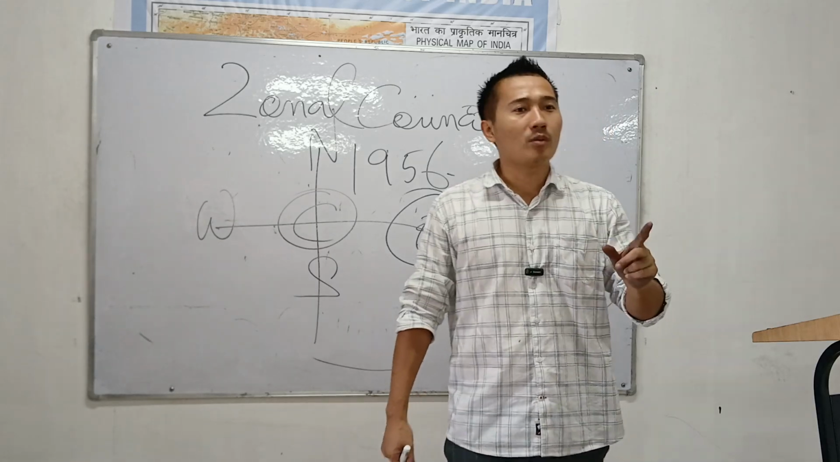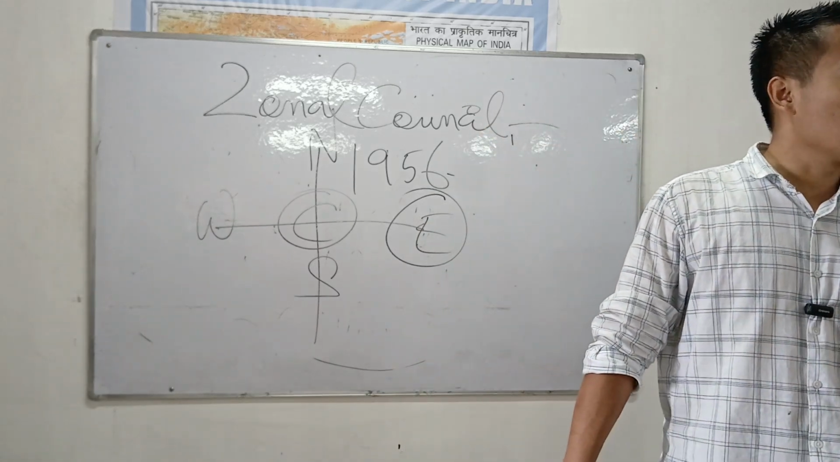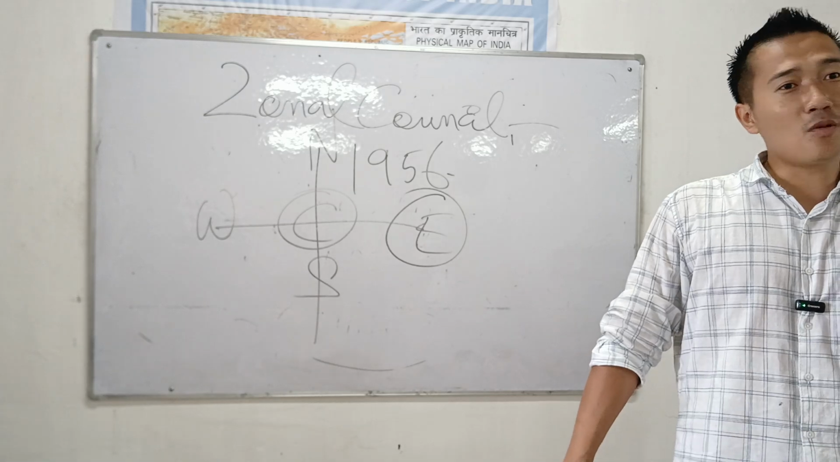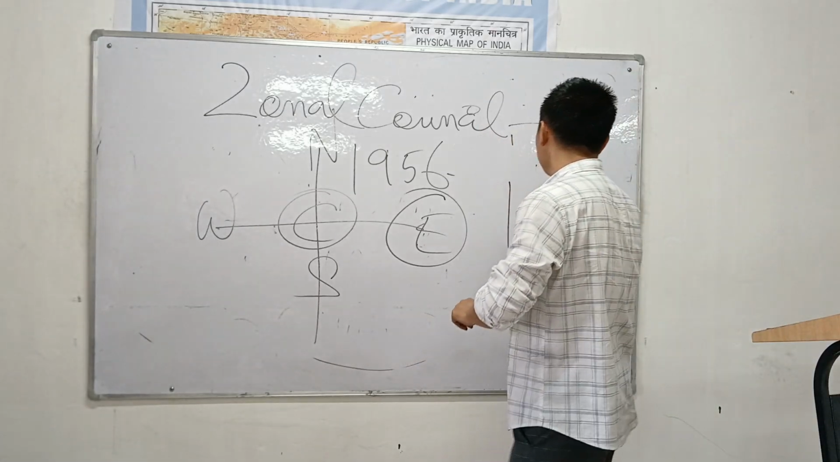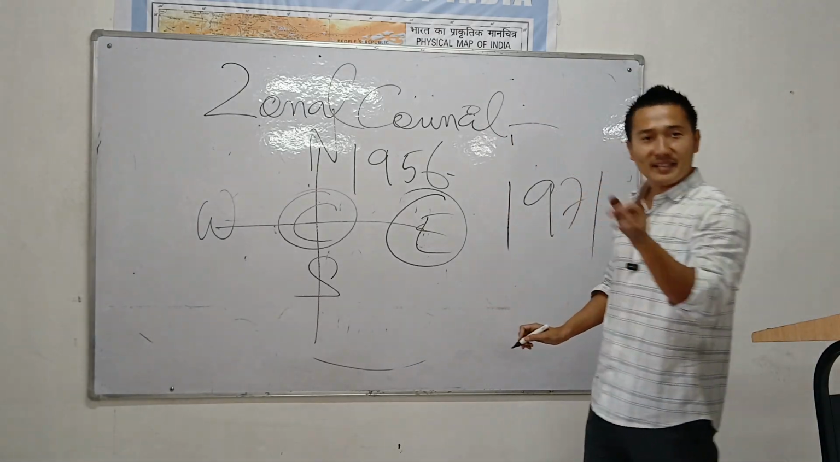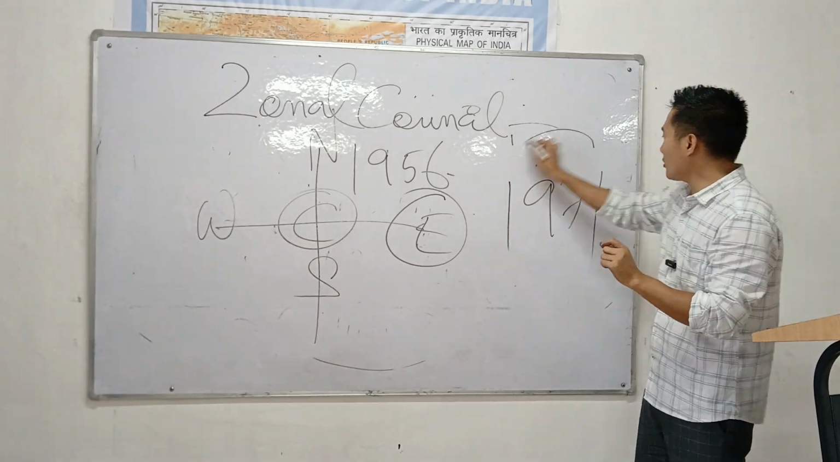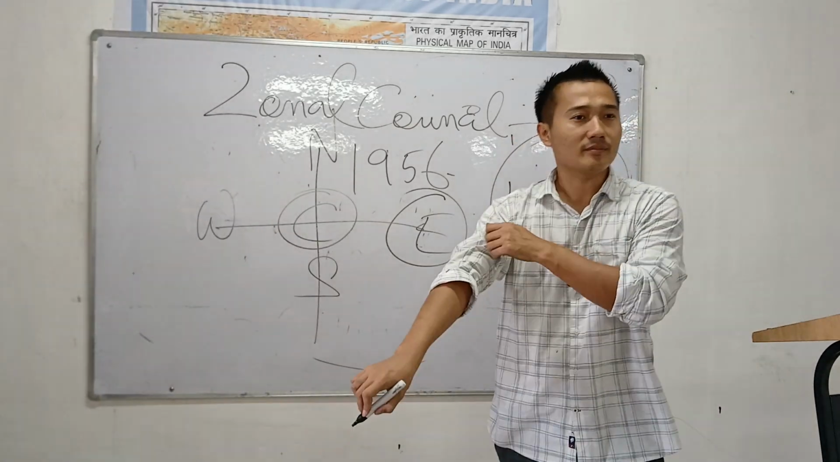It was felt that one more had to be created for the northeastern people. Another zone was created in the year 1971. 1971 is the year when the Northeastern Zonal Council was created.